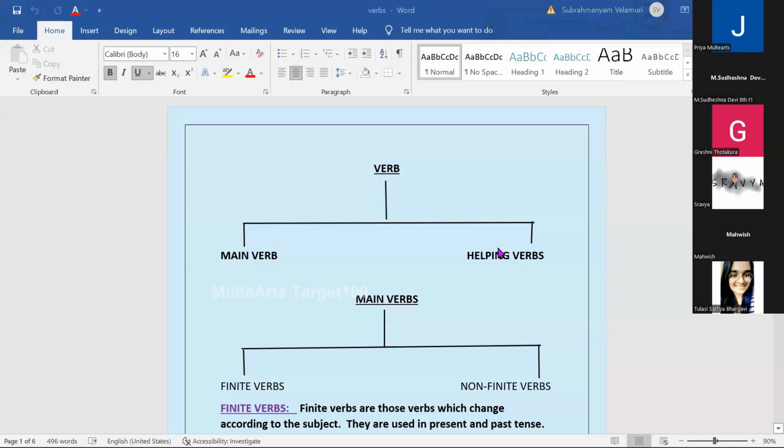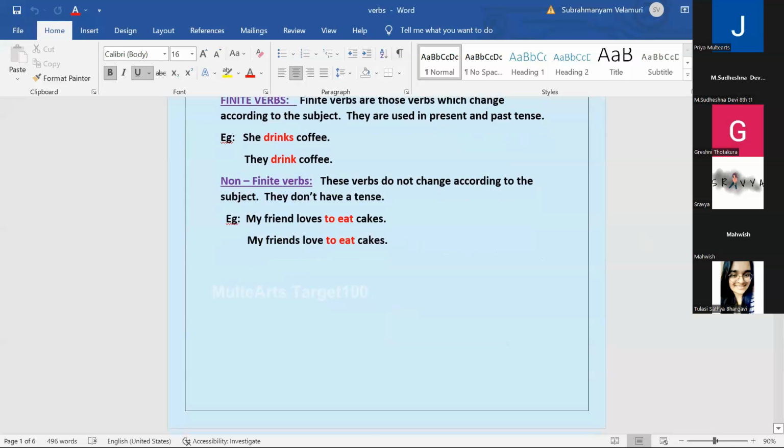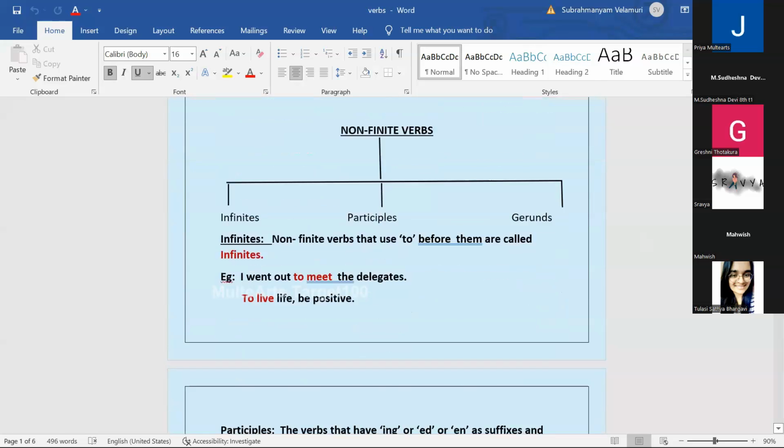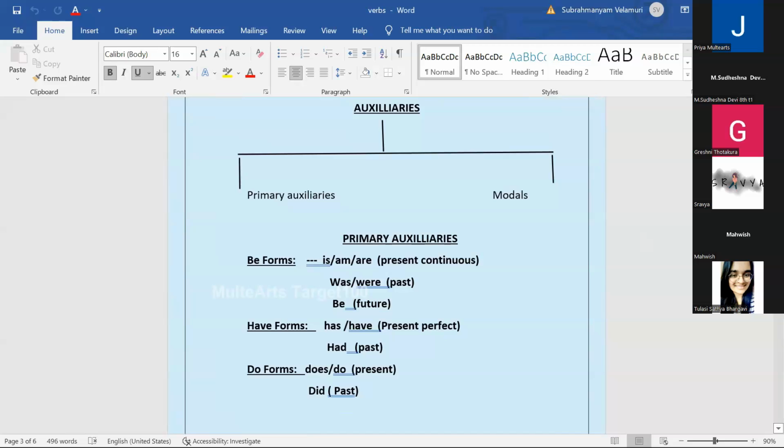Primary auxiliaries can do other work. To better understand tenses, first you must be thorough with these verbs. So basically, we go from here. Hope my screen is clear. Can everybody see the screen? The verb is divided into main verb and helping verbs. These main verbs are again divided, but as of now, for tenses, we don't need that. We only need to understand that main verbs are the ones which do the action. Now coming to helping verbs, they are also called auxiliaries. They are divided into primary and modals. The primary are again divided into three: be forms, have forms, do forms.